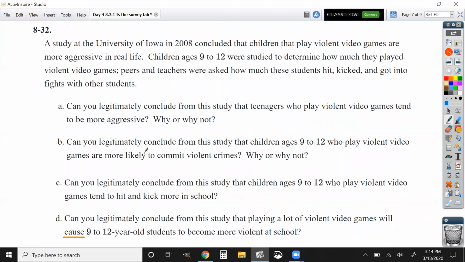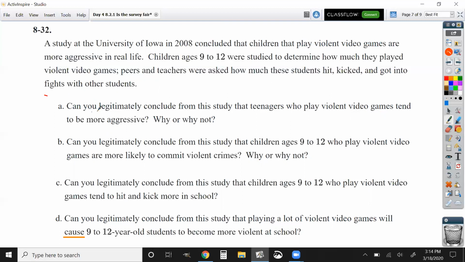All right, 832. A study at the University of Iowa in 2008 concluded that children that play violent video games are more aggressive in real life. Children ages 9 to 12 were studied to determine how much they played violent video games. Peers and teachers were asked how much these students hit, kicked, and got into fights with other students. So let's see. They were checking out, they play violent video games. Are they more aggressive? Oh, interesting.